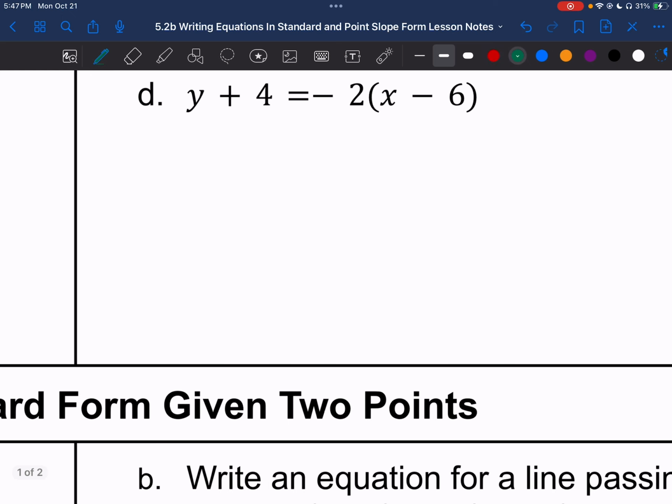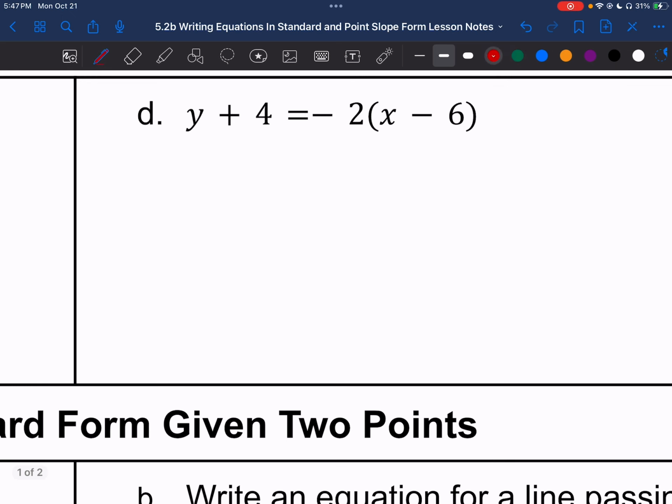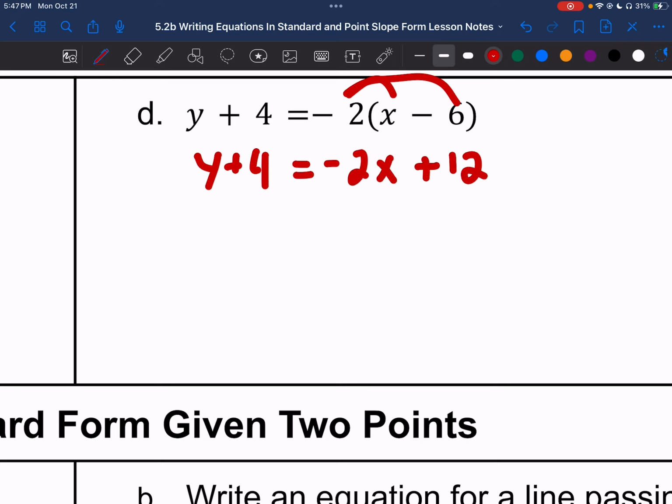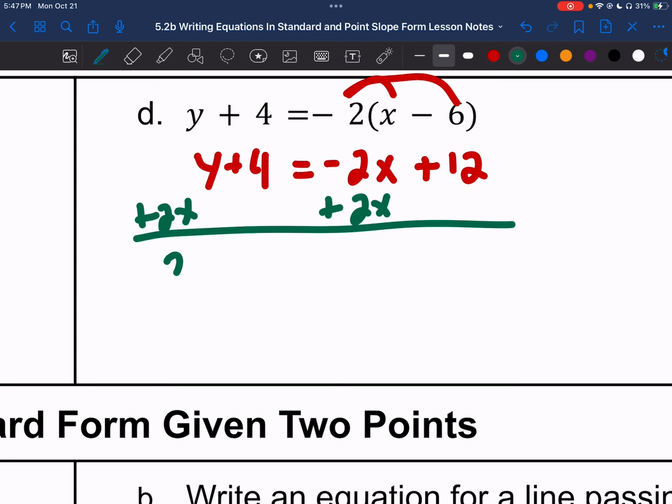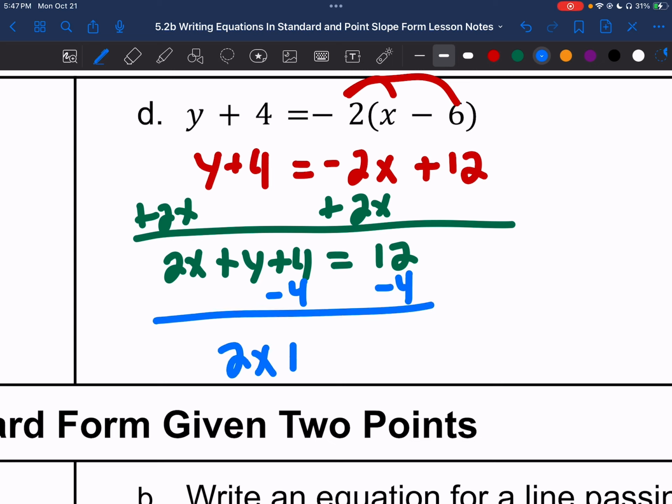Now, letter D. We have point slope form, so we're going to do the distributive property first. So we have y plus 4 is equal to negative 2x plus 12. My next step is to add 2x to both sides. And I get 2x plus y plus 4 is equal to 12. My next step, subtract 4 from both sides. 2x plus y is equal to 8.